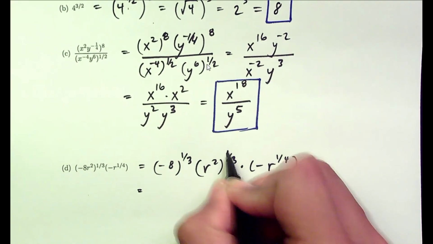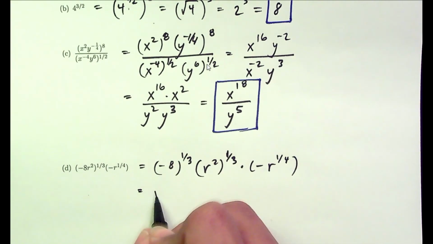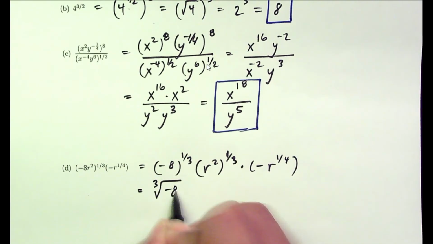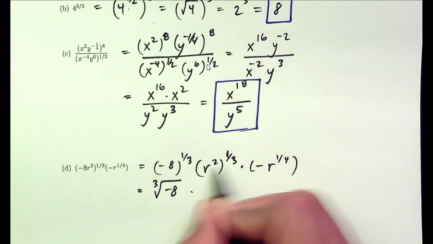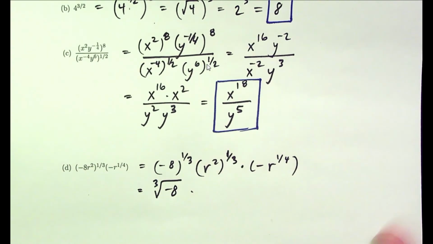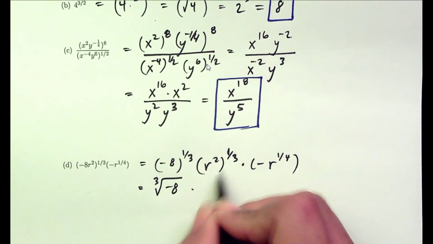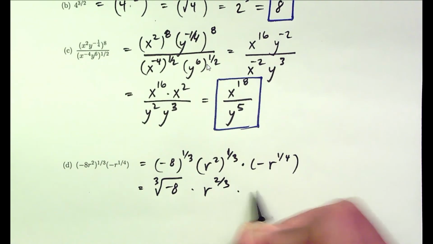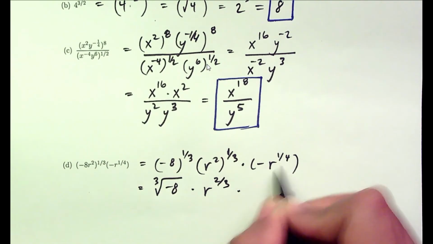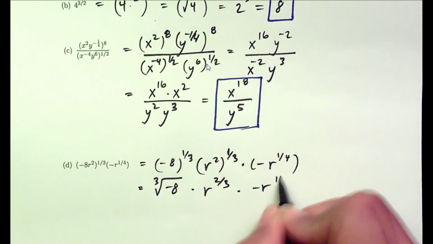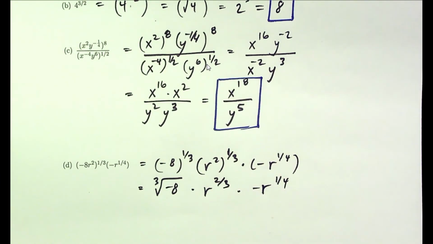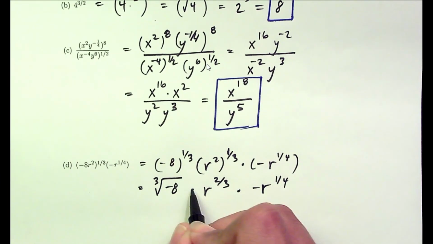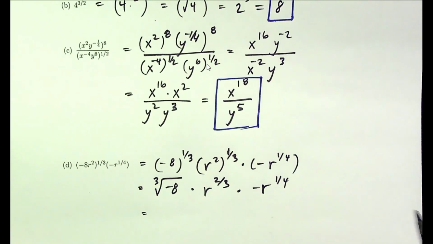Okay. Negative 8 to the 1/3, that really means the cubic root of negative 8. And then here, you can use the property of exponents that says you multiply them to simplify that. So 2 times a third is 2/3. Okay, and then there's nothing to do here, so I'm going to write that. This is our multiplication. The cubic root of negative 8 is negative 2. So negative 2.